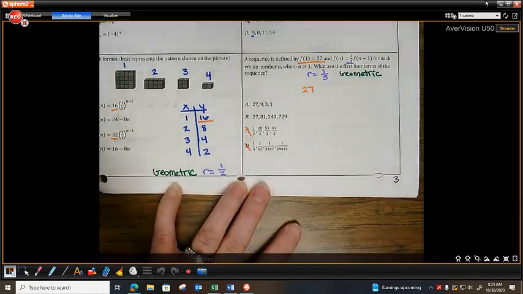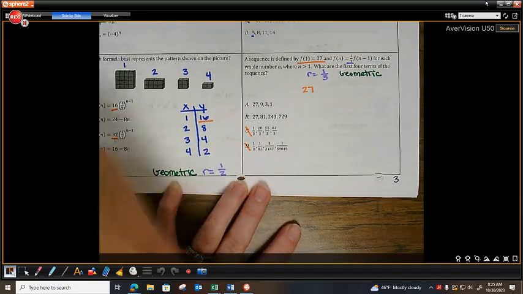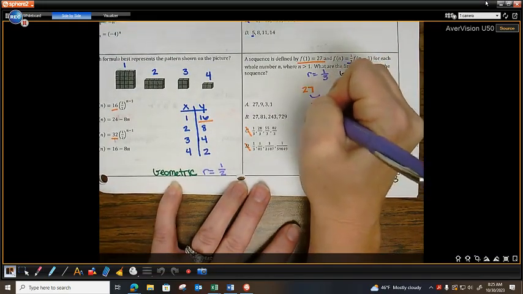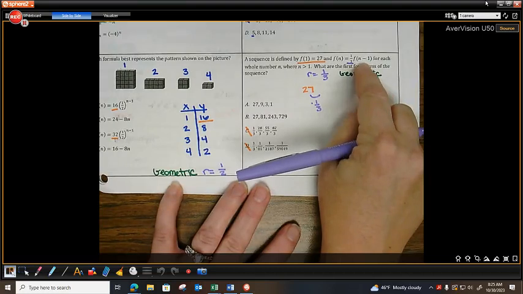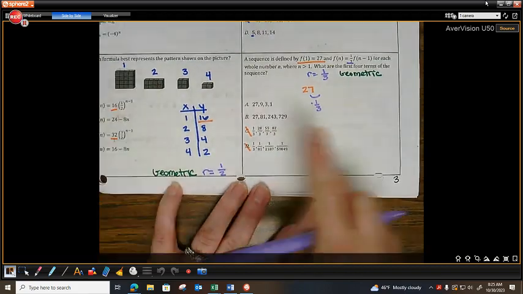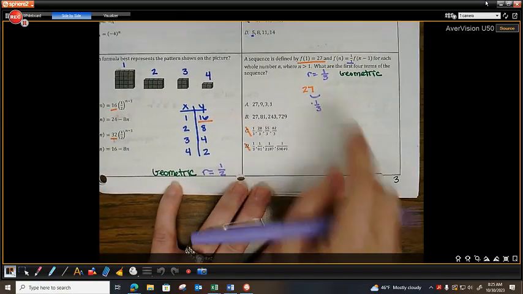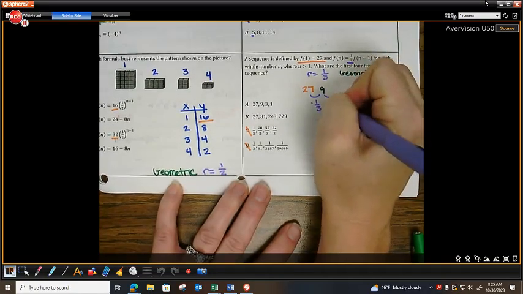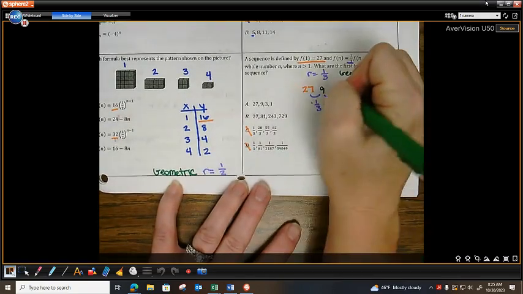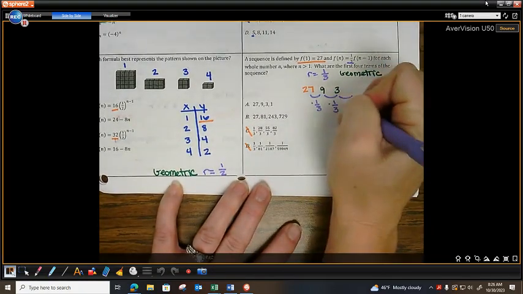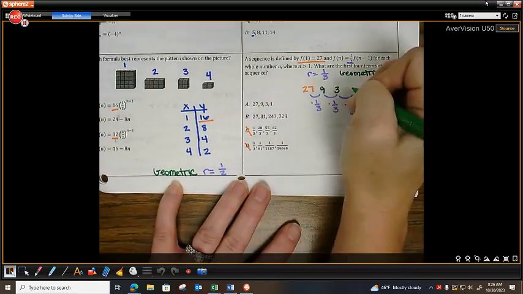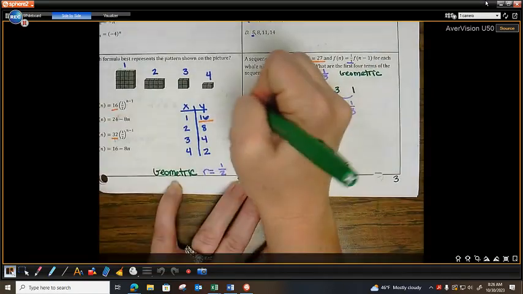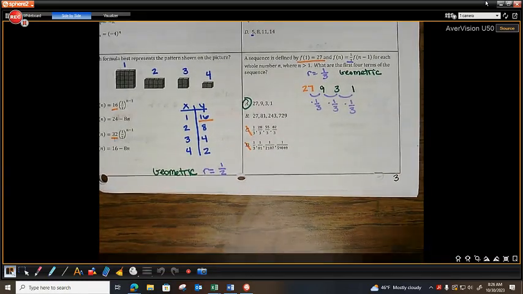So what am I going to do with that 27? Times 1/3. You cannot use your calculator, guys, for ones that are recursive. If you see that f of n minus 1, you can't type it in your y equals. You can use your calculator to multiply by 1/3. So what's 27 times 1/3? 9. What's 9 times 1/3? 3. What's 3 times a third? 1. So what's my correct answer? A. Good? All done. Okay?